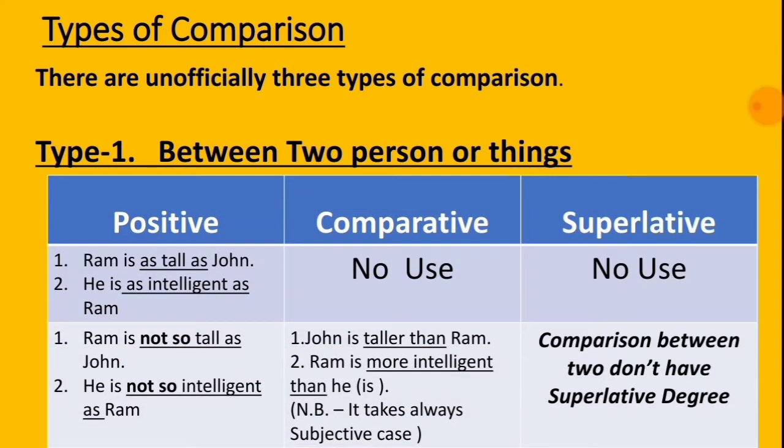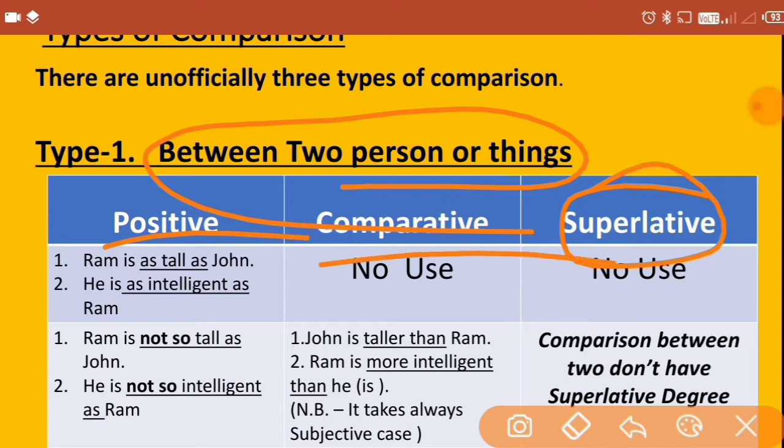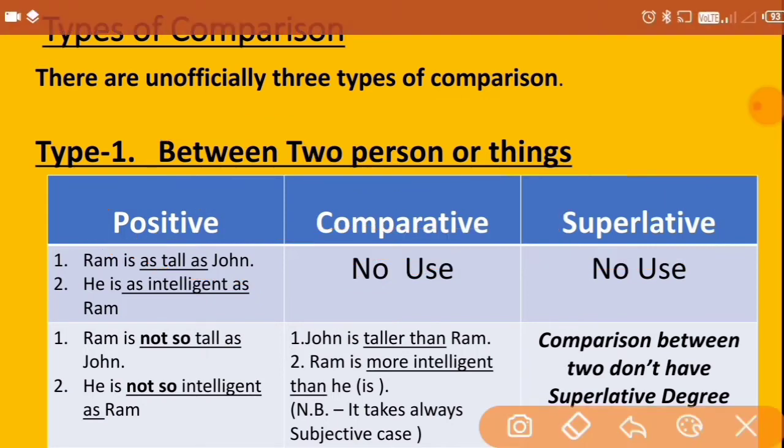Look at the examples in the box. The first examples with as tall as or as intelligent as cannot be used in comparative or superlative because they speak about equal comparison. No one is taller or more intelligent here. Here, superlative form cannot be used when comparing between 2 persons or things. Okay, only positive and comparative are used here. This is type 1.